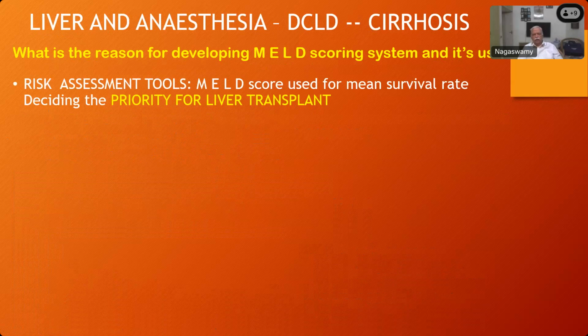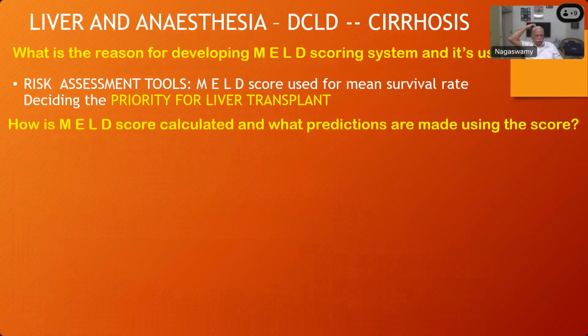Who requires a transplant urgently? If 2 patients are there, the patient with the higher MELD score must decide whether he will need the transplant or one with a lower MELD score, depending upon chances of their survival. So the MELD score, how is it calculated and what predictions are made using this score? What are the factors taken into consideration for doing the MELD scoring?